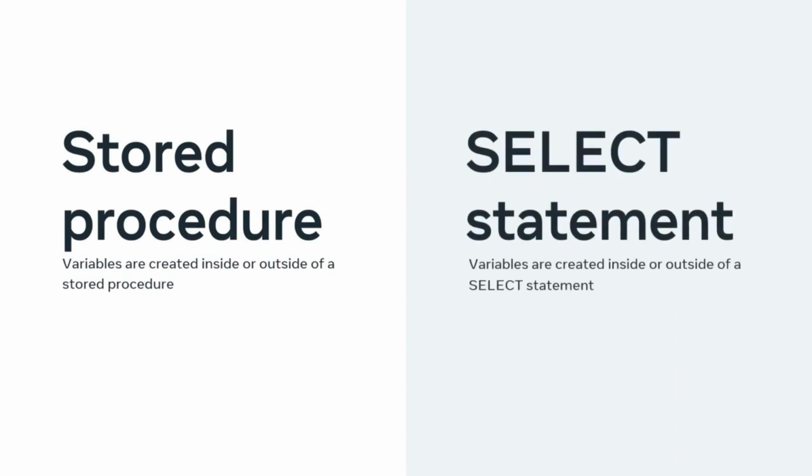There are two different ways in which variables can be used in MySQL. You can create variables inside or outside of a stored procedure, and inside or outside of a select statement. So what does a variable look like? In MySQL, a user-defined variable is created from alphanumeric characters. You just type the @ symbol followed by the name that you want to call your variable. Then assign a value to your variable using an equal to operator. Make sure that you end your syntax with a semicolon.